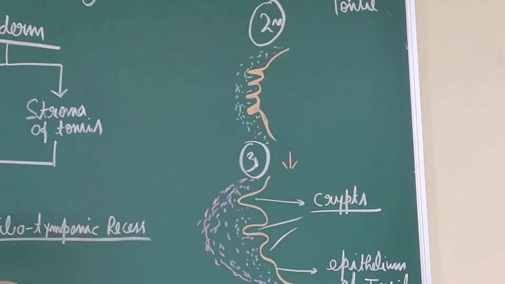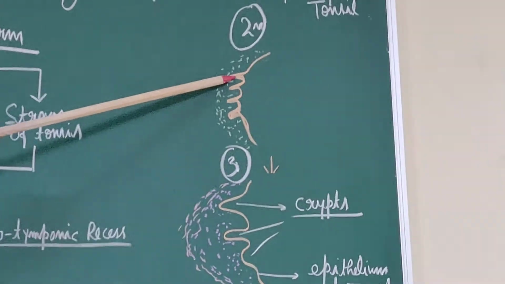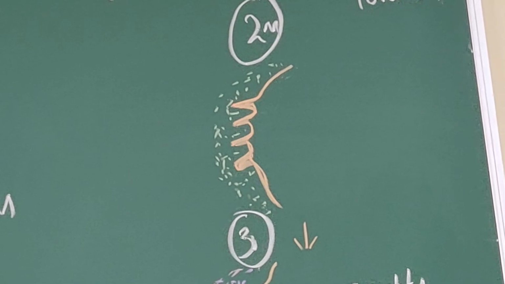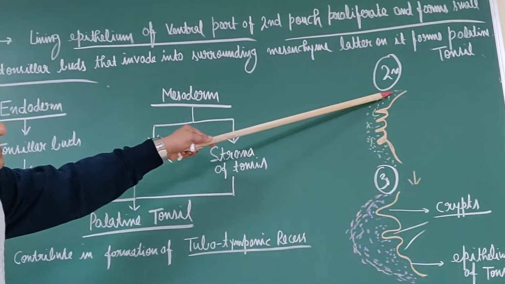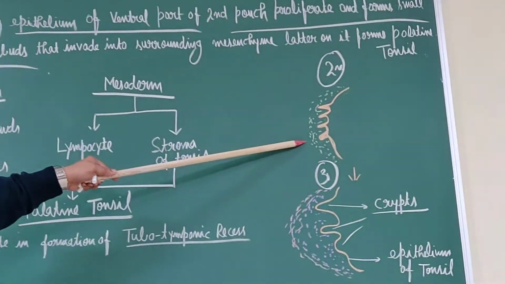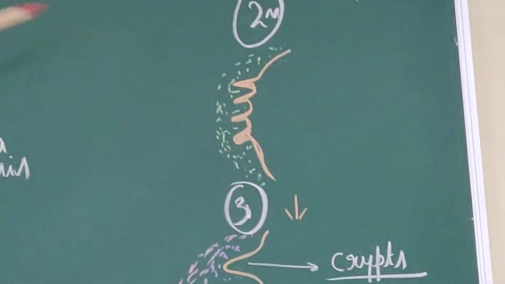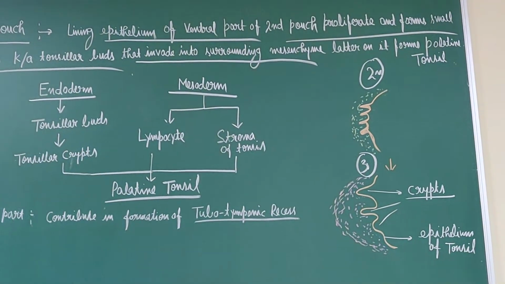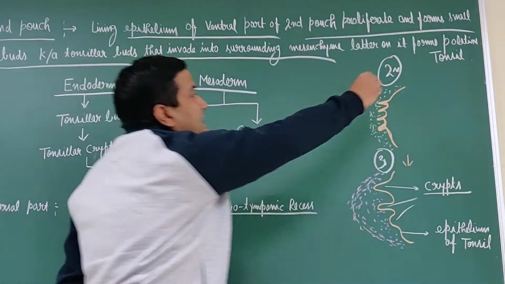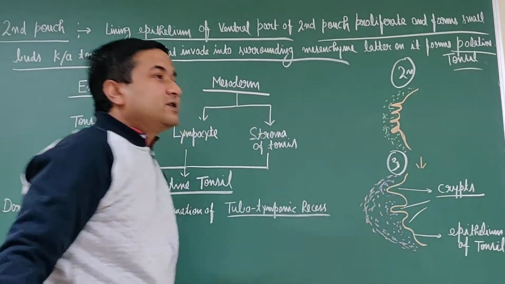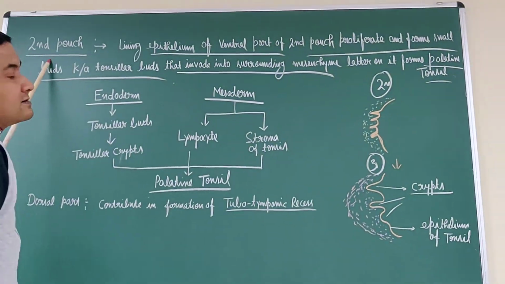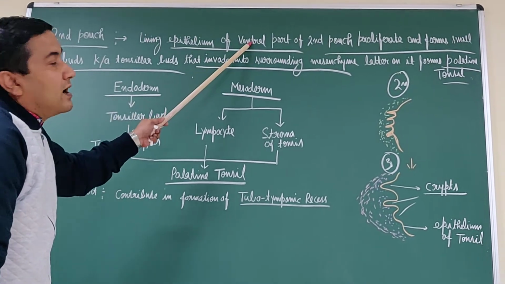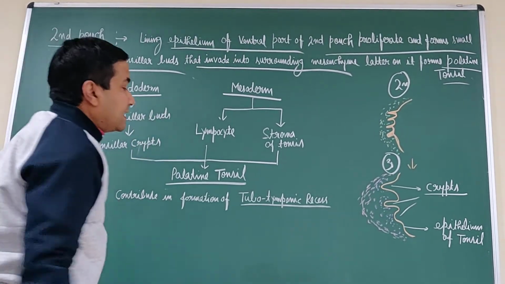Now this epithelium proliferates and forms the buds. These are known as the tonsillar buds. These buds are surrounded by mesenchyme tissue, so these buds invade into the surrounding mesenchyme. Later on, they proliferate and form the tonsil. In short, the ventral part of the second pharyngeal pouch forms the palatine tonsil.